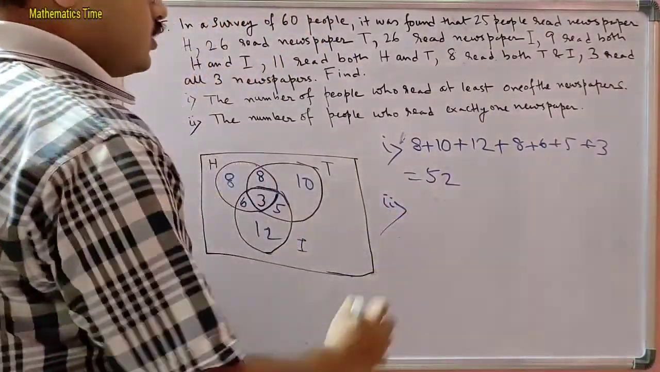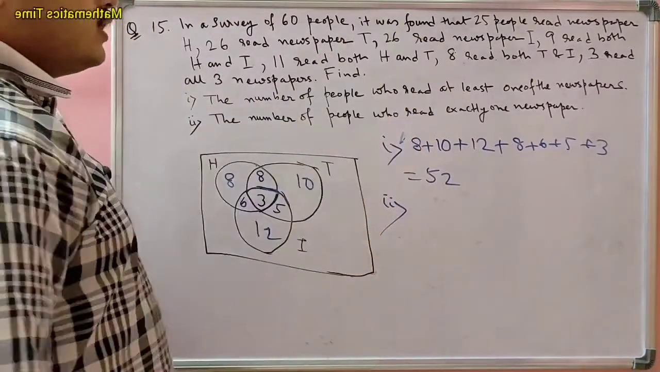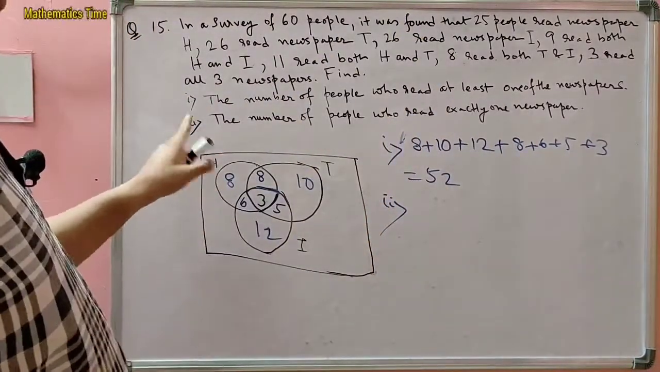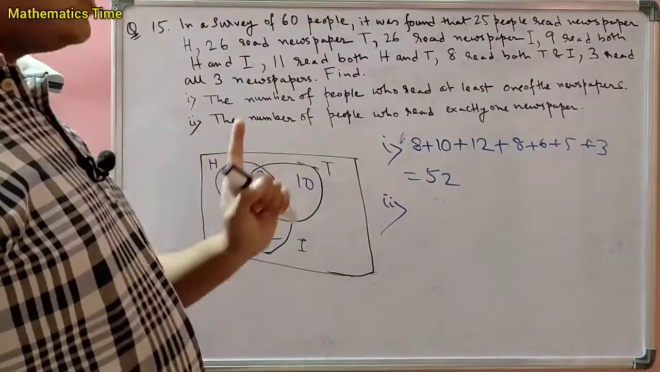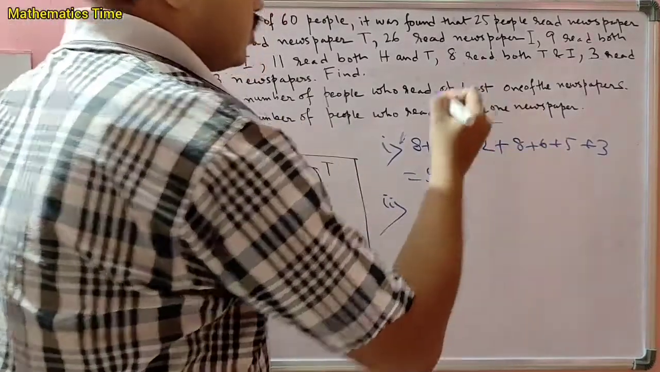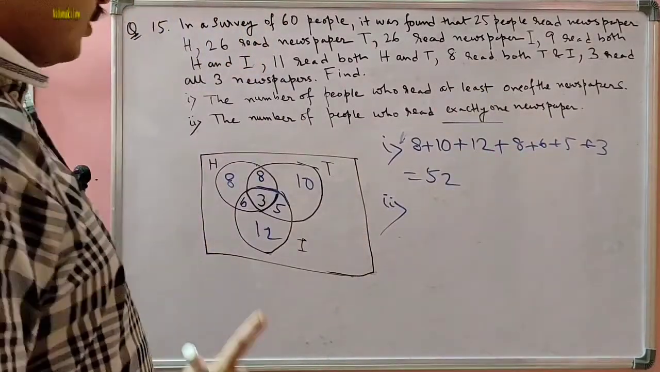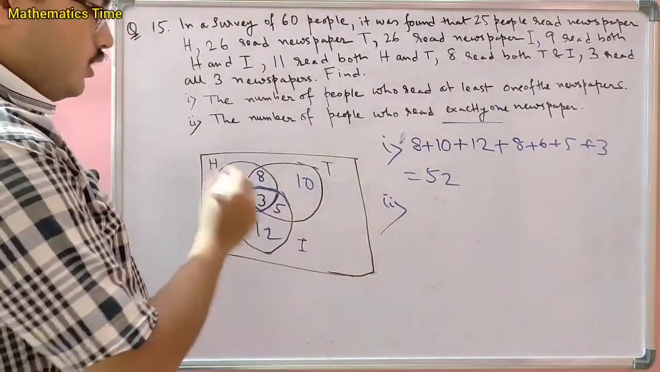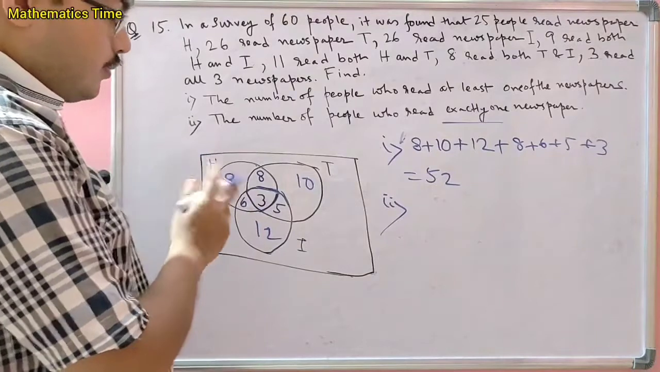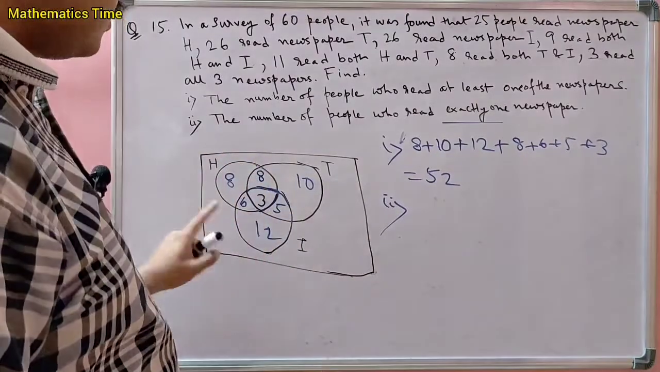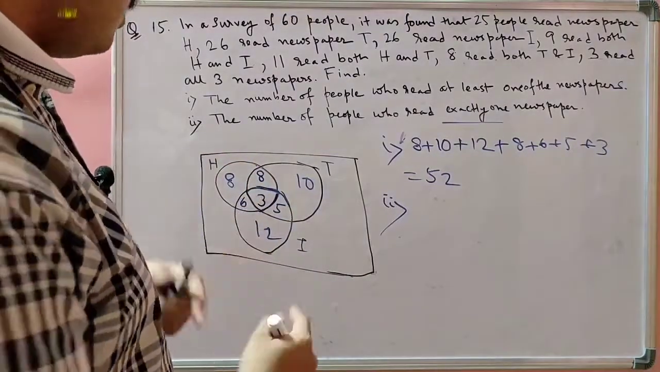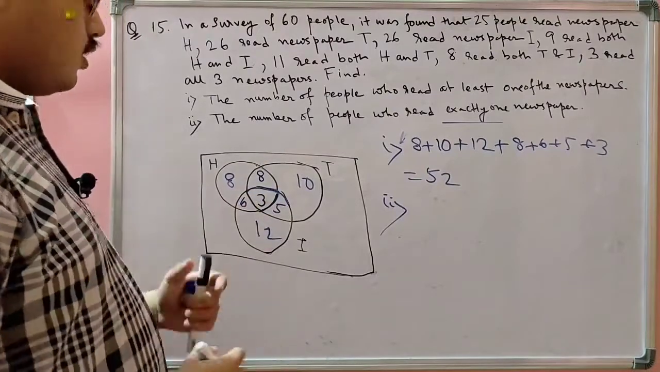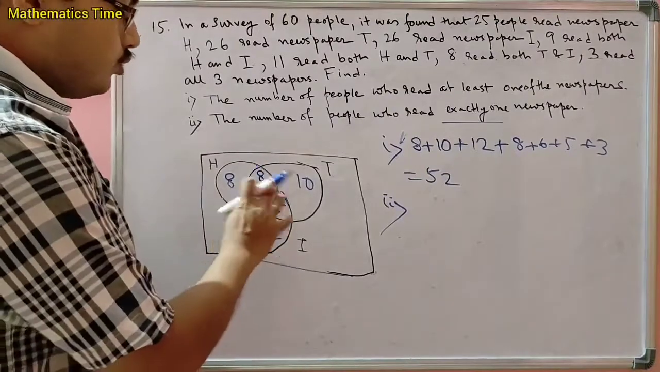Number 2 question. There are 52 people who read at least one of the newspapers. And number 2 is the number of people who read exactly one newspaper. Here it says exactly. Exactly one newspaper. So 8, 6, 5, these numbers are for the common people. They have intersection. That is people reading multiple newspapers, at least 2. And 3 is all 3 newspapers. The 3 people read all 3 newspapers.